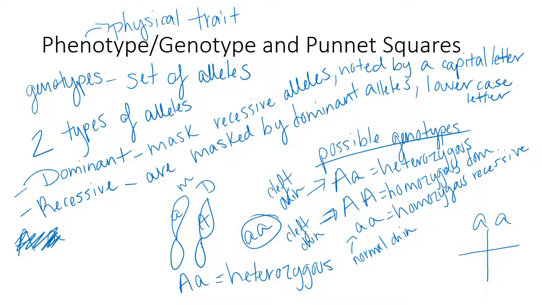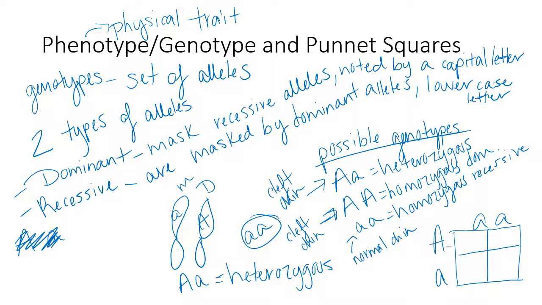Let's put him over here. Let's say he is heterozygous. That's the worst box known to man. Okay, so now you usually put, if you have a capital letter, you always put it first.